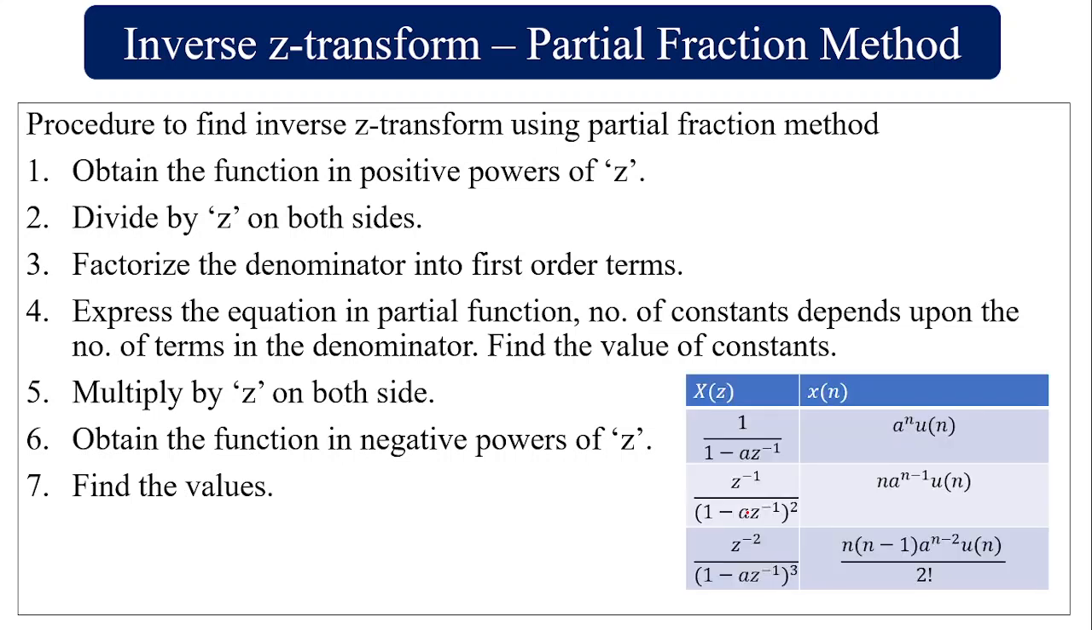For finding the values you can use this tabular form. If your x of z is of the form 1 divided by 1 minus a z inverse, your x of n will be a power n u of n. If it is 1 divided by 1 minus z inverse, it will be only u of n. Then z inverse divided by 1 minus a z inverse whole square is n into a power n minus 1 u of n, and so on. If we apply these 7 steps, we'll be able to find the inverse Z transform for any kind of problem.